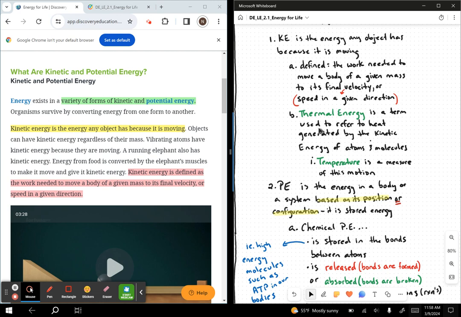Understand that. We come across the term thermal energy as well. And thermal energy is a term used to refer to the heat that is generated by the kinetic energy of atoms and molecules. Okay, so when you have atoms and molecules, they are moving, they generate heat. So we often will refer to this as thermal energy.